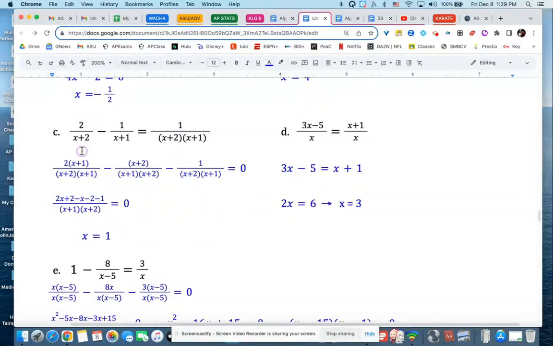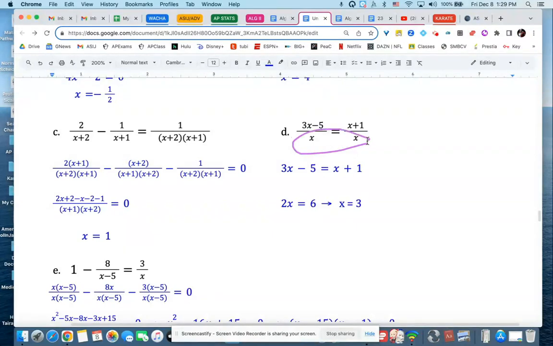Okay, and then same thing. Common denominator, put all the tops together, right? You can see here I'm putting all the tops together. Don't forget to distribute the negative, right? And then I can solve. All right, so very common.